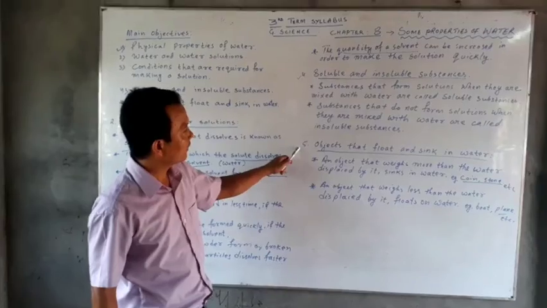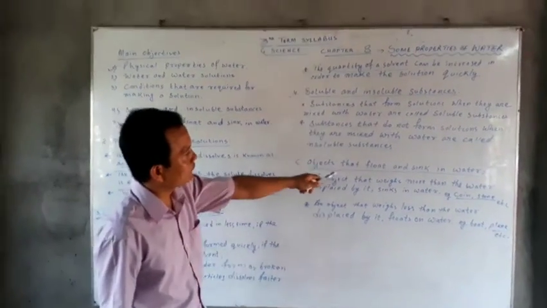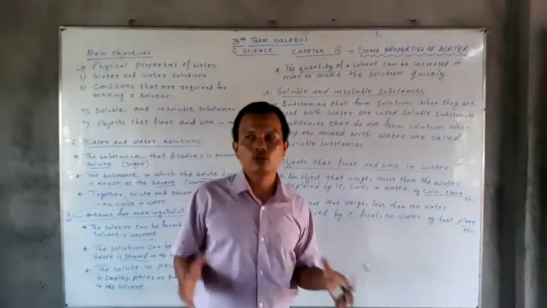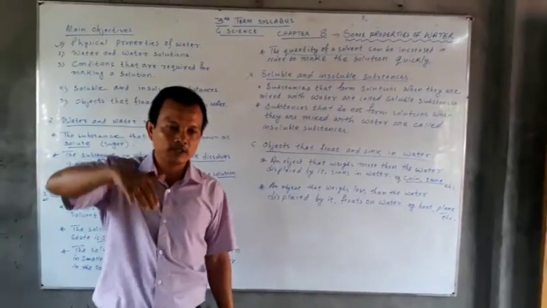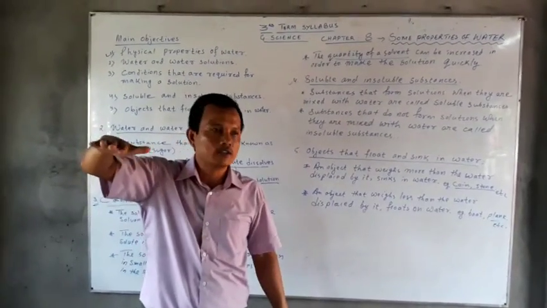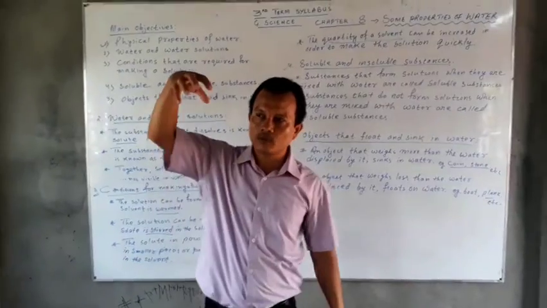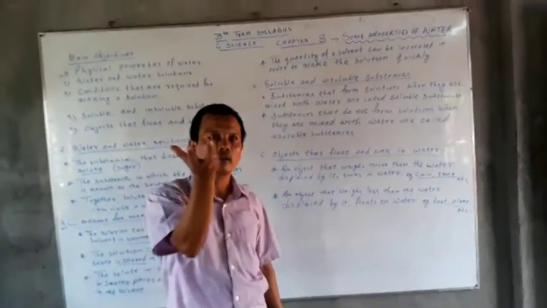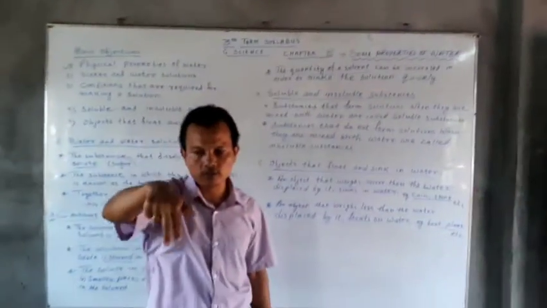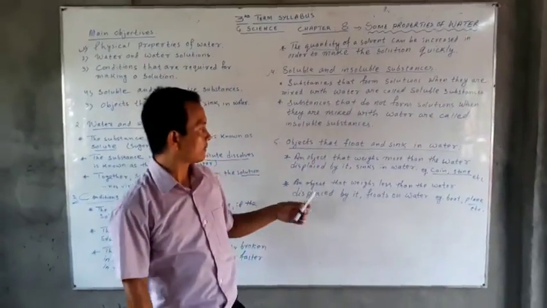Now the fifth and the last one, objects that float and sink in water. We all know what floating is. Floating means it does not go inside the water, but stays on the surface of the water. And sink means when you drop something on the surface of water, it goes deep inside the water. That is called sink.